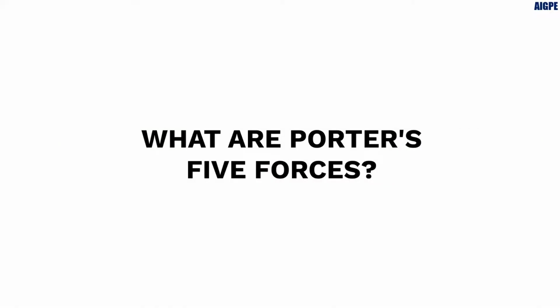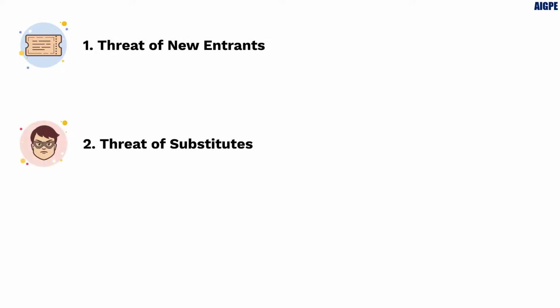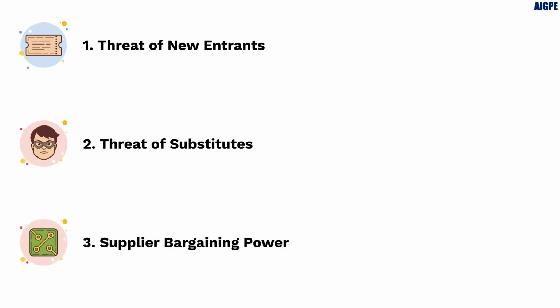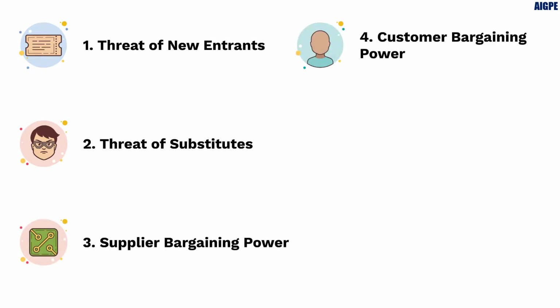So what are these 5 forces? According to Porter, the 5 forces that affect the competition of every industry are threat of new entrants, threat of substitutes, suppliers' bargaining power, customers' bargaining power, and competitive rivalries. To understand these 5 forces in thorough detail, we will discuss each force with a real-life industry example.